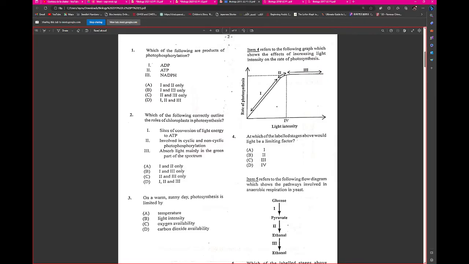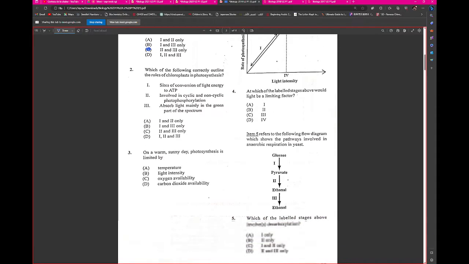Number 1. Which of the following are products of photophosphorylation? ATP and NADPH, right? Yes, sir. Is ADP created? Probably not. Which of the following correctly outlines the roles of chloroplasts? We saw this already, that's a repeat.